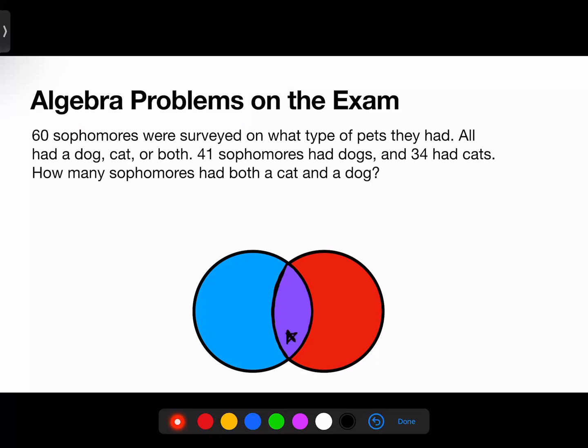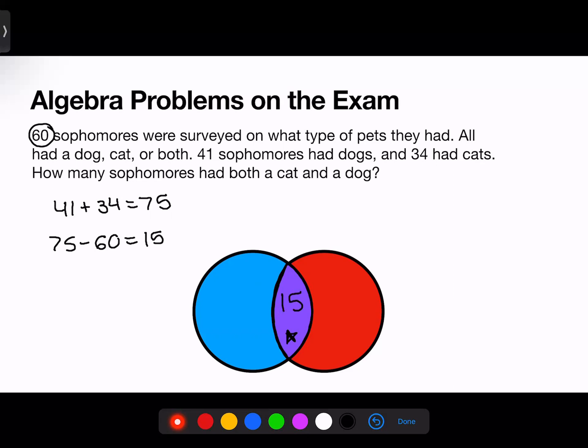To find this, let's add the number of dog owners and the number of cat owners. 41 plus 34 equals 75. We get 75 cat and dog owners, which is more than the 60 sophomores that were surveyed. To find out how many sophomores have both cats and dogs, we can subtract 75 minus 60 to get 15. 15 sophomores had both cats and dogs.